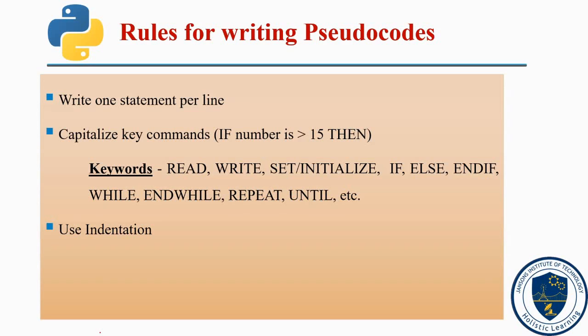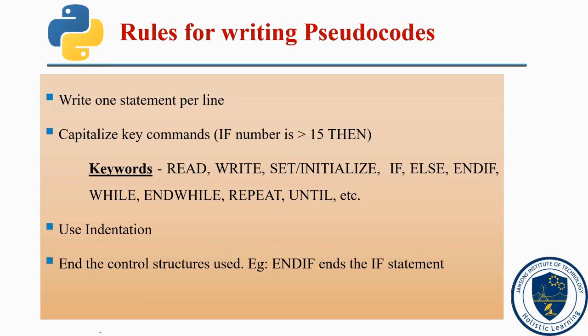Rule number 4: end the control structures used. Say if you are using any conditional statements or control structures, you have to end them. If you are using an if statement, you have to use END IF. Similarly, if you are looping using while, you have to use END WHILE to end it. And finally, be specific and keep it simple.